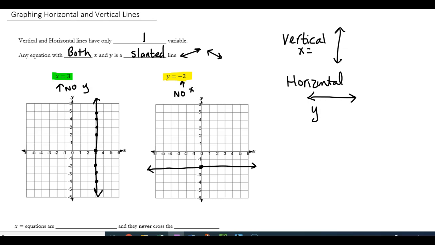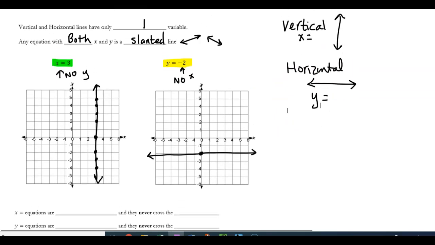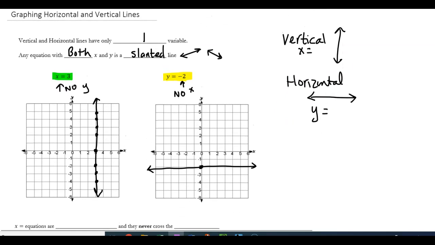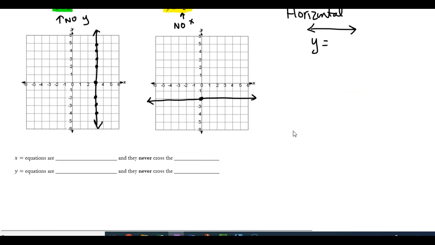Okay, so this is a y equals. And so that's mainly what it is: if you have one variable, it only has one direction. It's either straight up and down or straight left and right, no slants. And if you have an x equals, it can't go through the y-axis, so it has to go straight up and down. It goes the opposite way. Okay, and so then let's add this. So x equations are vertical, and they never cross the y-axis. And y equations are horizontal, and they never cross the x-axis. So they don't cross the other axis.